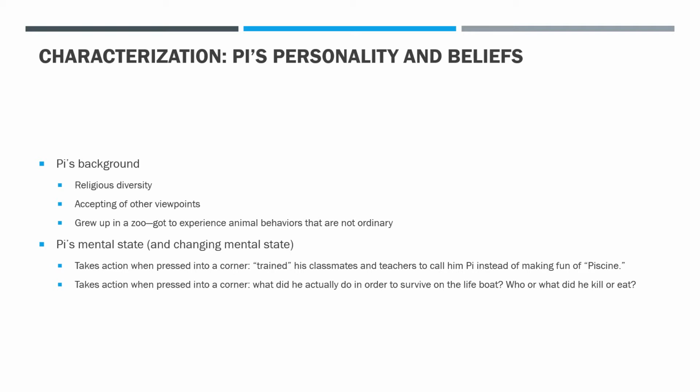So he has an example of when he's younger and people make fun of his name Piscine by slightly mispronouncing a syllable. He has to take action. So he's pressed into a corner, he's being bullied, and then he has to train his classmates and teachers to call him Pi instead of making fun of his name. Are there other times when he's also pressed into a corner and he has to do something, take some kind of action in order to survive? We know literally in the first story, he trains Richard Parker so that he can survive.